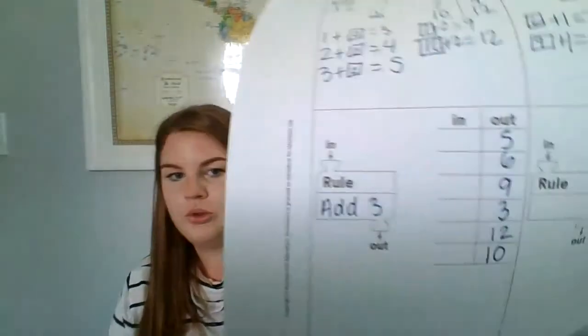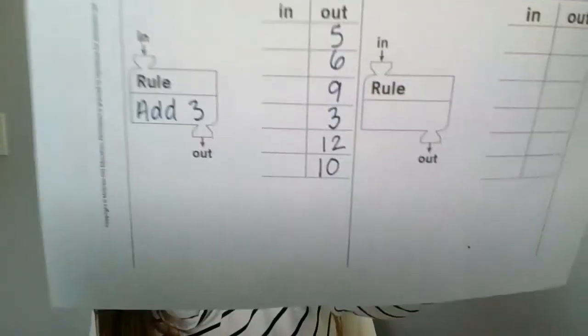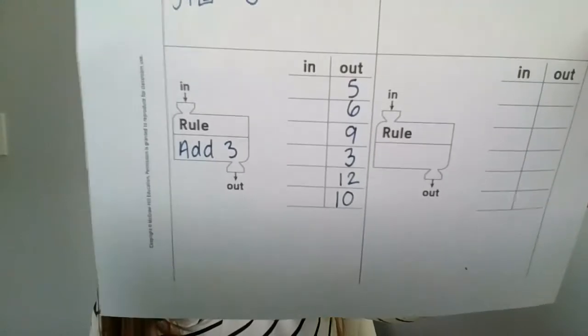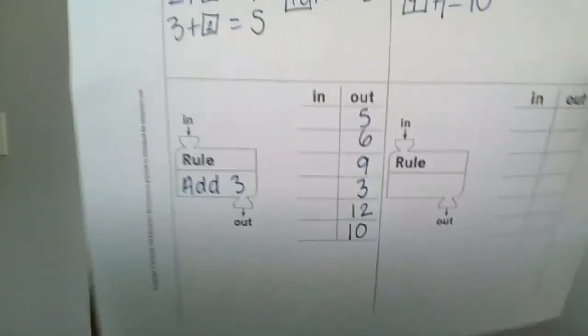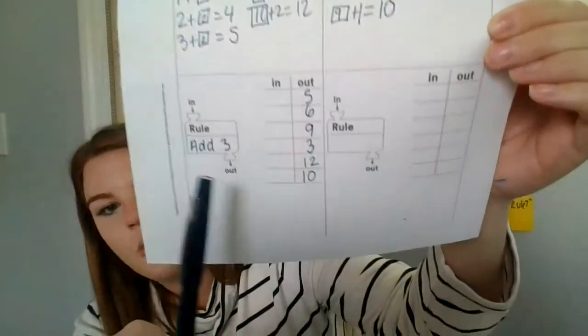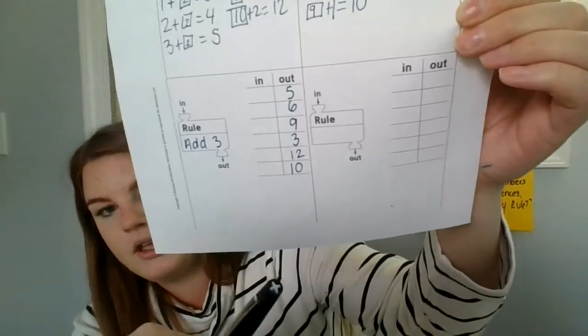Okay, great job, friends. So this very last one is thinking totally backwards. So this very last one, I have none of my in numbers. I only know what numbers are coming out. And after all these numbers go in, they're adding 3.